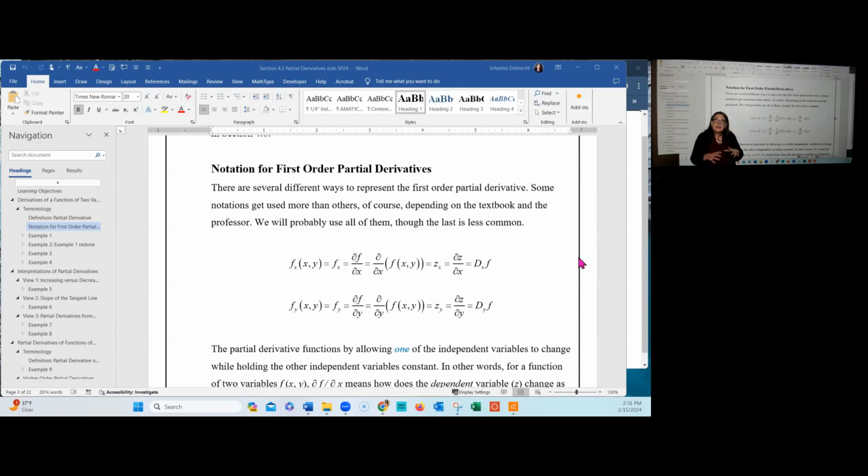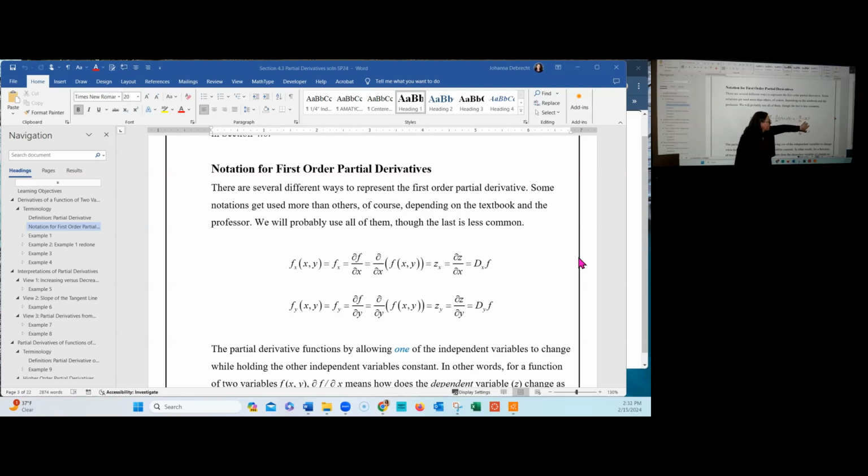notation. Now, because f as a function of x and y often represents the z value, the third component in our three-dimensional space, we can sometimes write z of x or z sub x instead of f sub x. This is similar to writing y prime instead of df dx or f prime. Y prime and f prime represent the same thing. We can also write the partial notation using the variable z in place of the name of the function f.